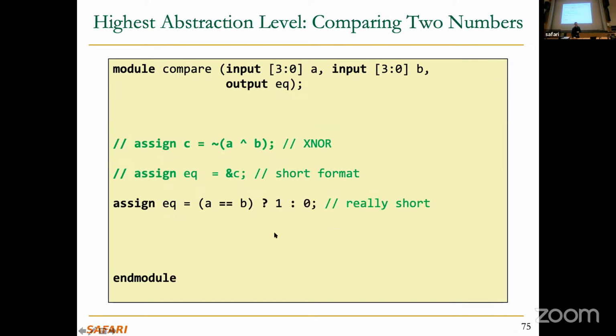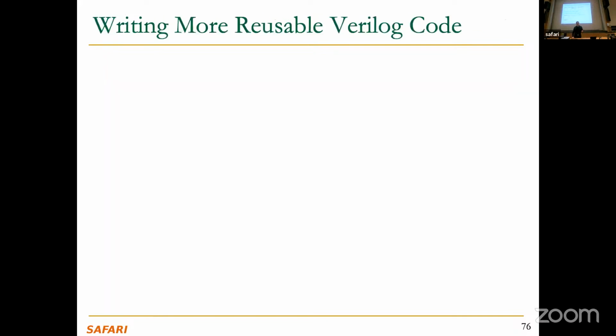Well, this is better, probably. This is a really short version, right? Equal gets 1 if A is equal to B, otherwise it gets 0, right? And this is still synthesizable. This is nice because you can actually imagine a search tool, a synthesis tool that goes through and synthesizes.